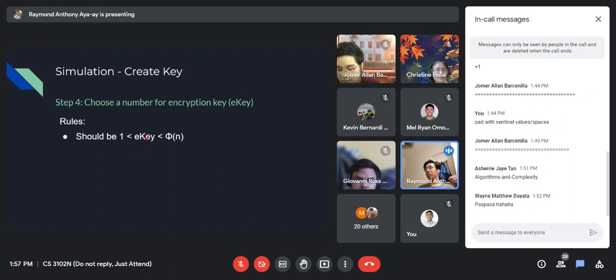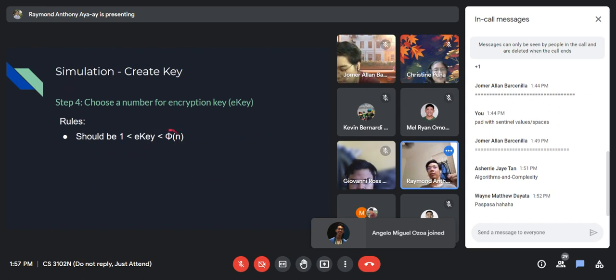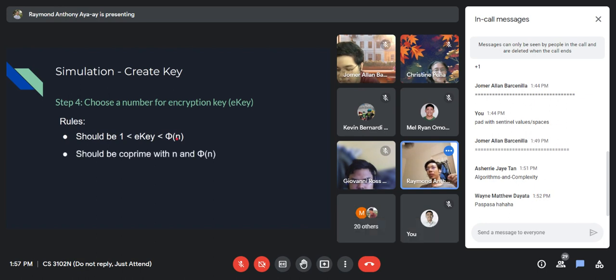First, our E key should be greater than 1, but less than our totient. So going back, our totient is 40. Our second rule is that it should be a coprime with n and our totient. So going back, our n is 55 and our totient is 40.